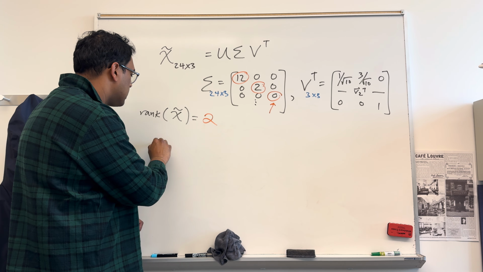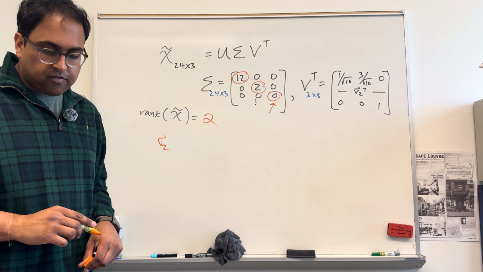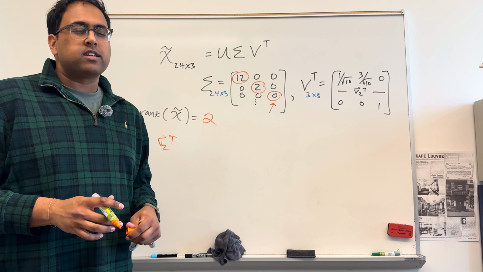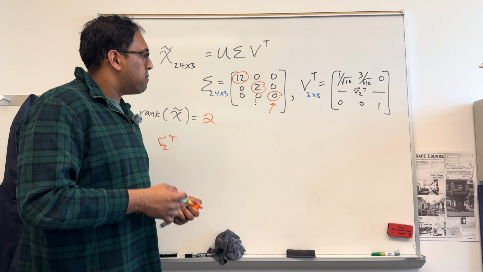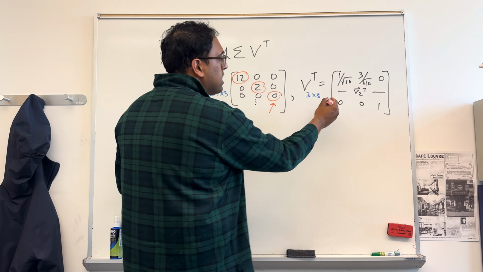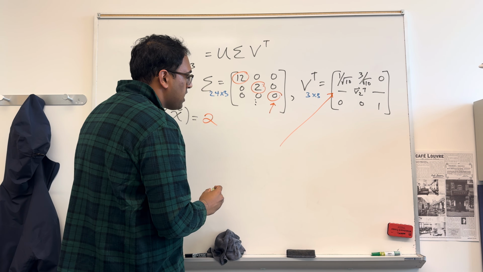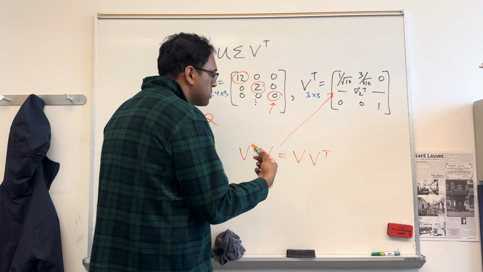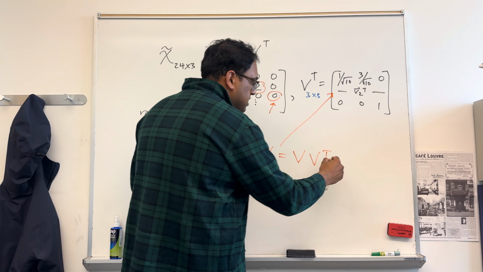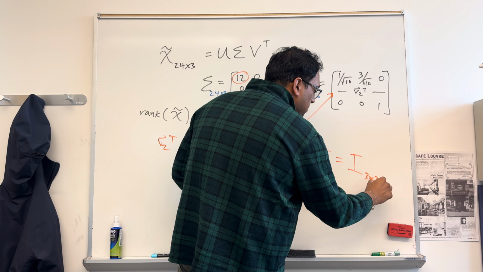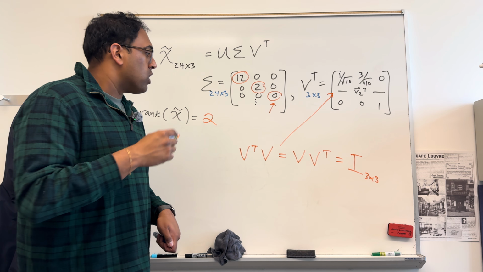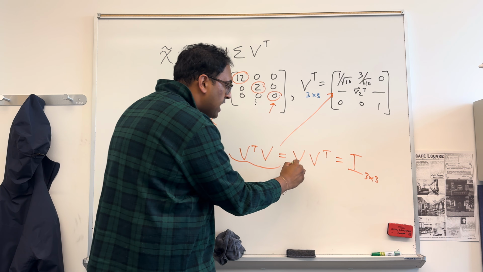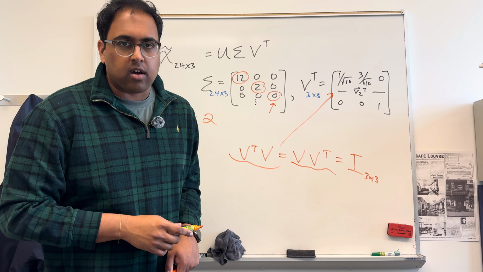The second part says, it is possible to find the vector V2 or V2 transpose, however you like, without knowing any other information about X, which seems a little counterintuitive. But the reason we can do it is because we know that the matrix V must be an orthogonal matrix, meaning it must satisfy V V transpose equals V transpose V equals the identity matrix, which here would be the 3 by 3 identity matrix. What this means is that the columns of V must all be orthogonal to each other, and the rows of V must all be orthogonal to each other.